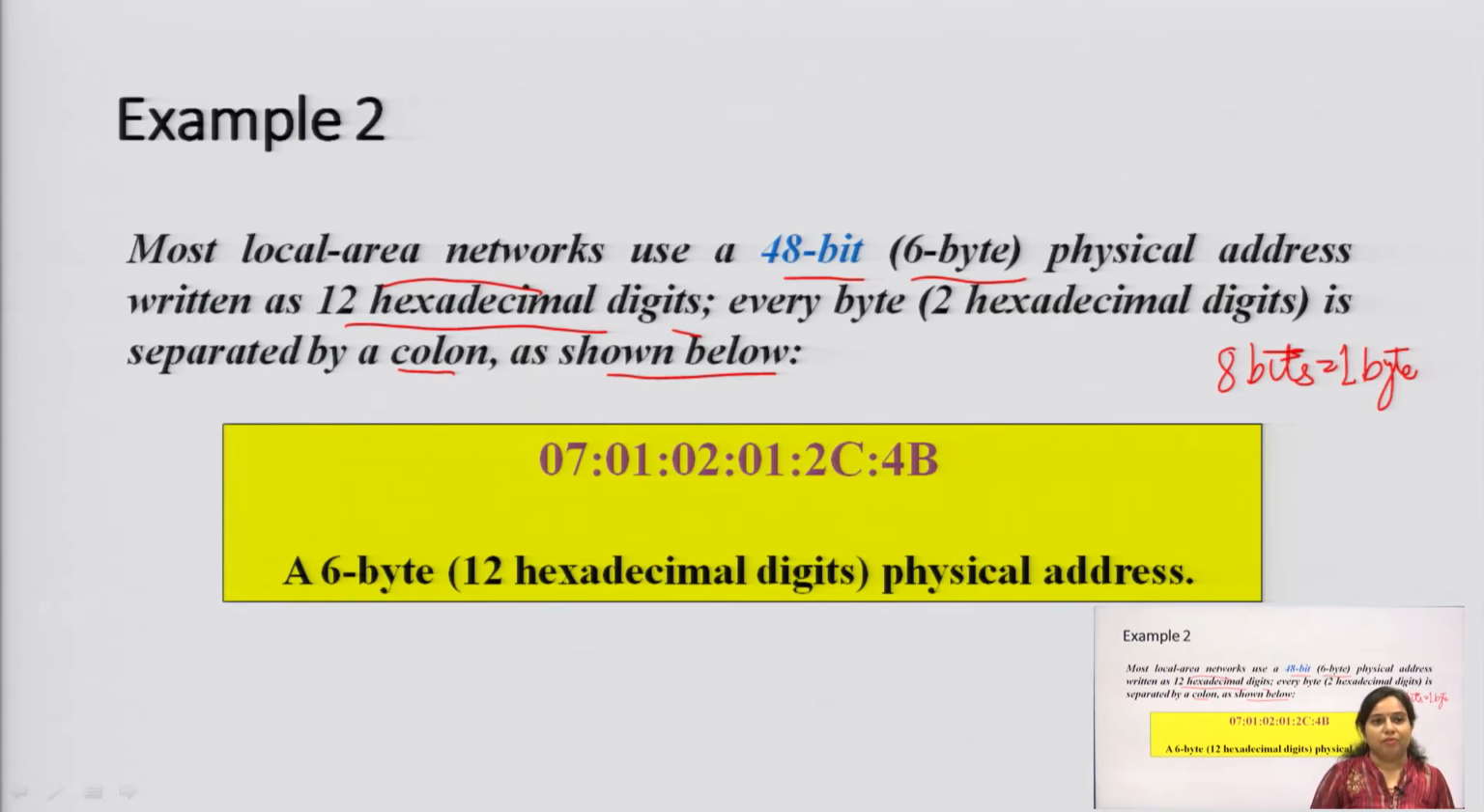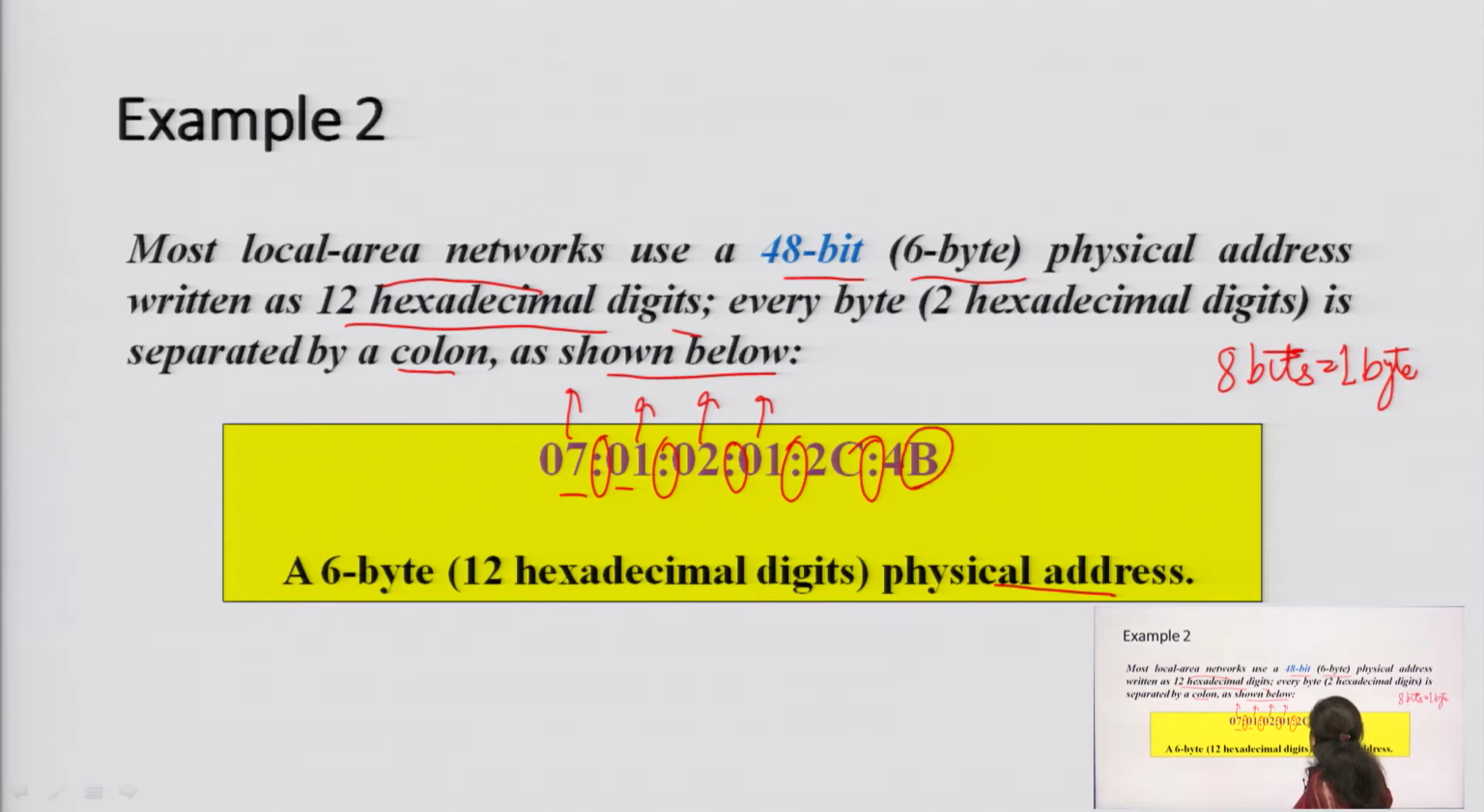In this example, we will see how you have to write that particular address. Most local area networks use a physical address which is written as 12 hexadecimal digits. A 6-byte or 12-hexadecimal-digit physical address is written like this, and the bytes are separated by a colon. It is the separation of the hexadecimal parts. Two hexadecimal digits are separated by the colon. This is the first part, this is the second, and so on.